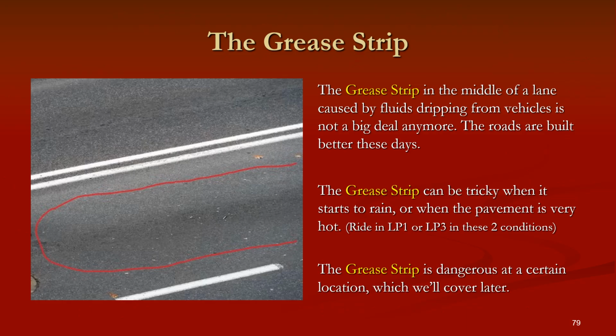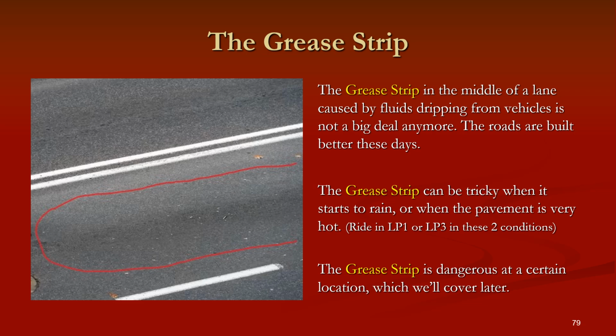Grease strip. That grease strip in the middle lane is caused by fluids dripping from vehicles. It's not that big a deal anymore. The roads are built better these days. The grease strip can be tricky when it starts to rain, or maybe when the pavement is very hot. So maybe in those situations you want to ride in LP1 or LP3.